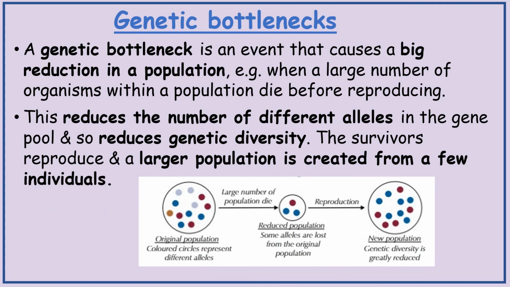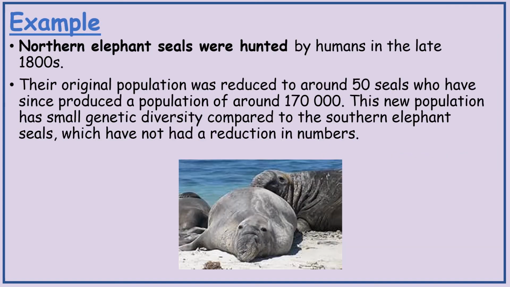A genetic bottleneck is an event that causes a big reduction in a population, for instance, when a large number of organisms within a population die before reproducing. This reduces the number of different alleles in the gene pool and so reduces genetic diversity. The survivors reproduce and a larger population is created from a few individuals. An example is the northern elephant seals, which were hunted by humans in the late 1800s. Their population was reduced to about 50 seals, but when they reproduced to form about 170,000, the new population had smaller genetic diversity compared to southern elephant seals.